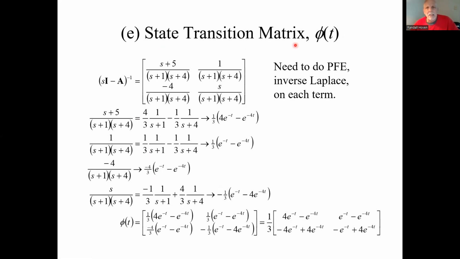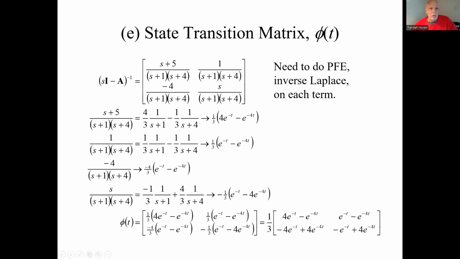Let's see, the state transition matrix. We take (sI minus A) inverse, and then we take its inverse Laplace transform. We have to take this inverse and then take the inverse Laplace transform. We need to do it term by term. We've got to do a fair amount of partial fraction expansion for each term. I'm not going to go through that.